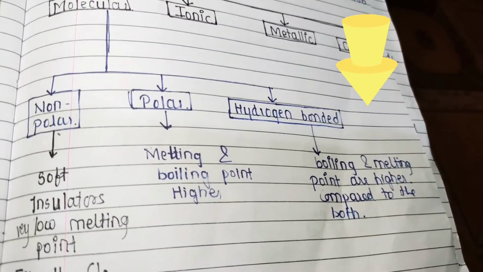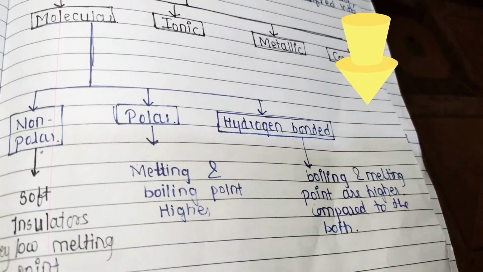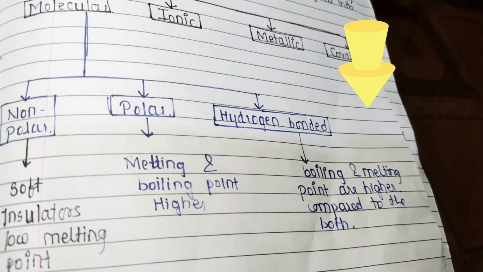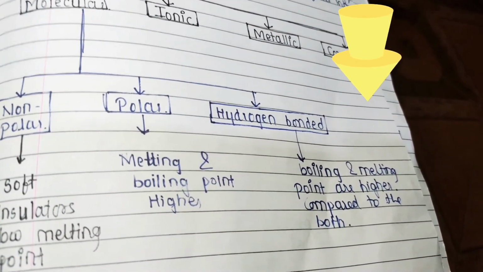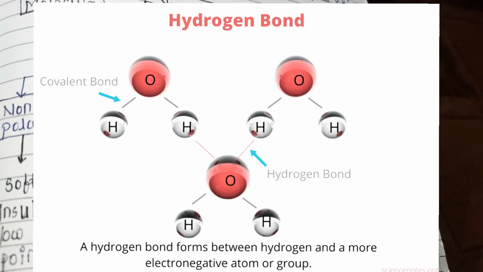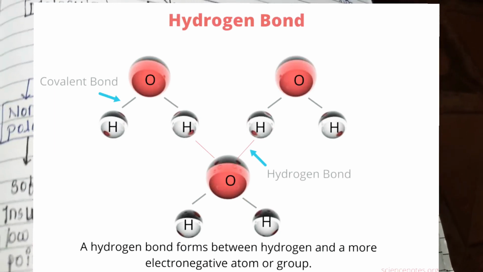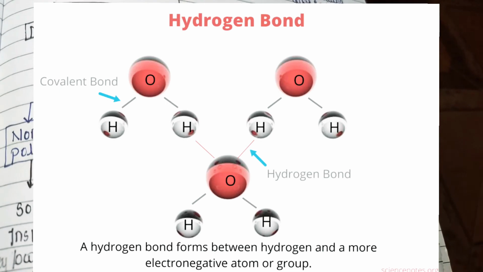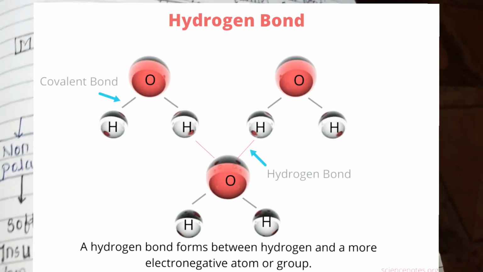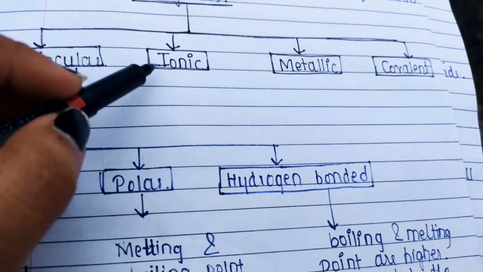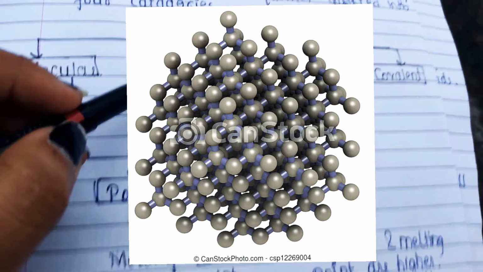Next one is the hydrogen bonded. So in this kind of solids, the intermolecular forces are strong hydrogen bonds. They exist as volatile liquids or soft solids at room temperature and pressure. As you can see in the picture, their boiling and melting points are higher compared to both polar and non-polar.